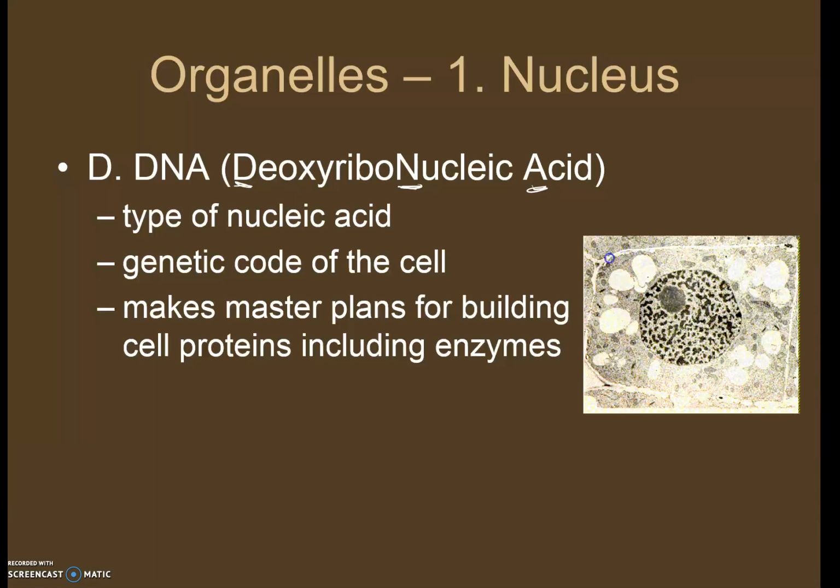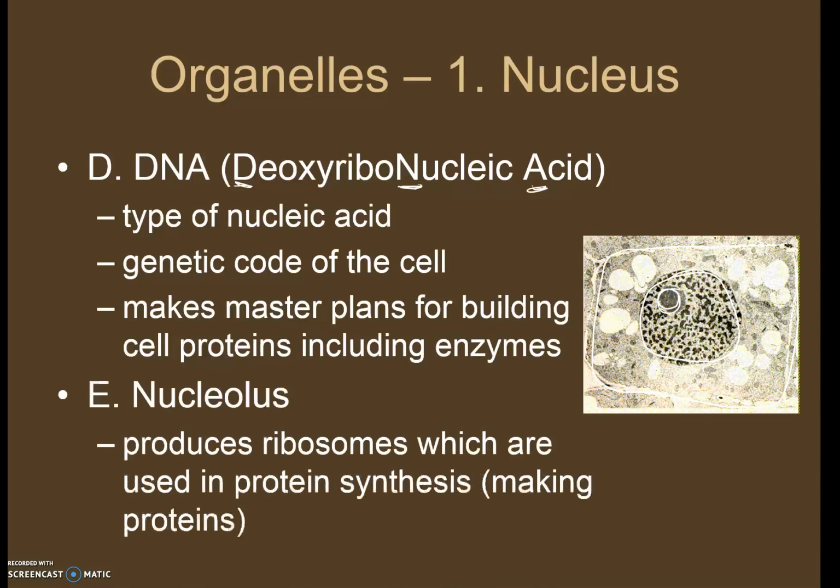We have the outer border over here, and then this whole thing is going to be the nucleus, and this darker staining piece in the center is going to be the nucleolus. The nucleolus is what produces ribosomes, and ribosomes are involved in protein synthesis. Whenever you see this word synthesis, it just means to make. So it's involved in making proteins.